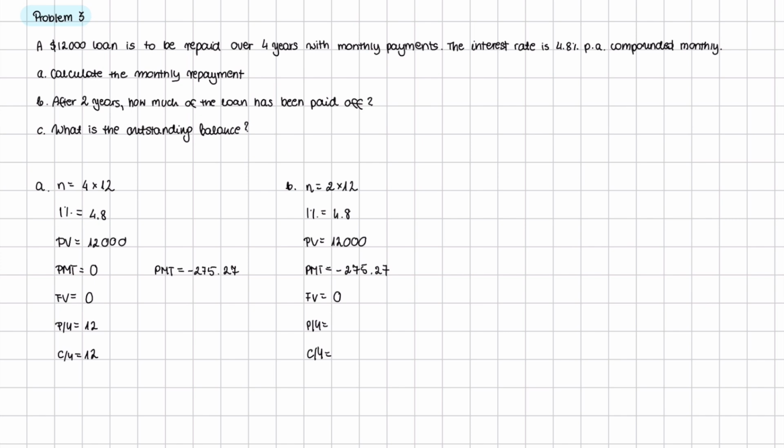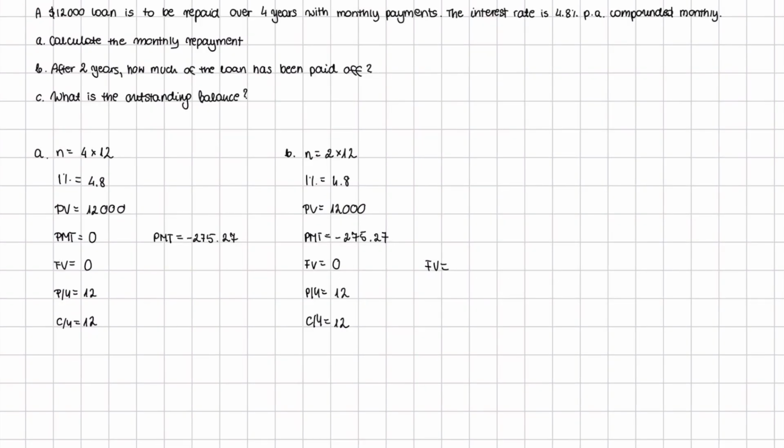Future value is 0 because we are looking for after 2 years how much money we already paid off. So it's 0, and P/Y is 12 and C/Y is also 12, and we're looking for the future value, and the future value is minus $6,287.21, and it's with minus because it has leaked out from our wallet because we repaid it.